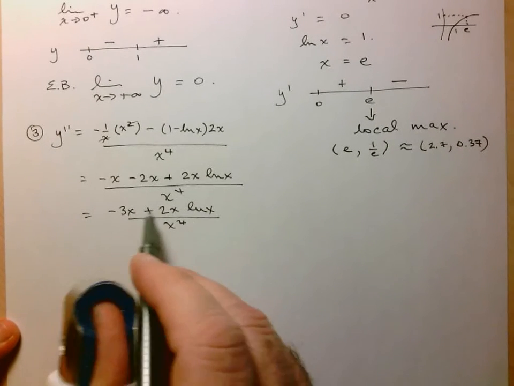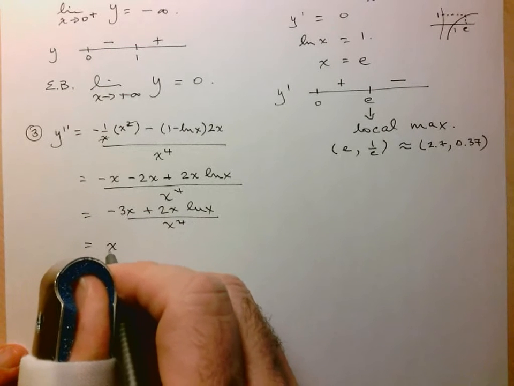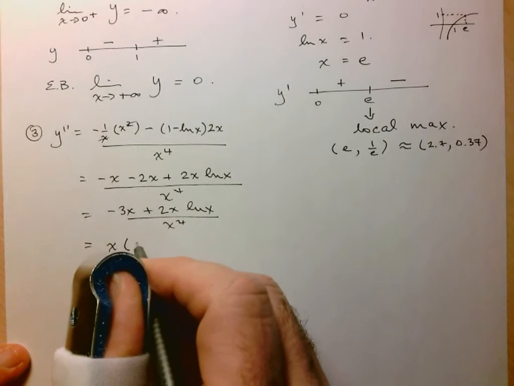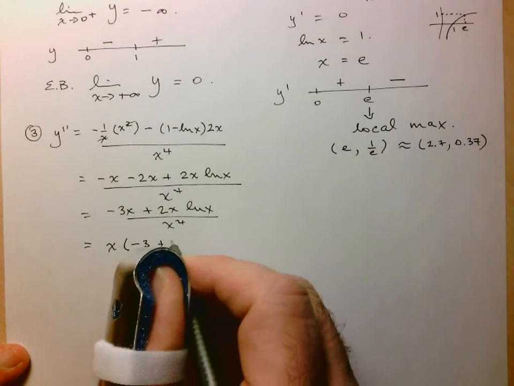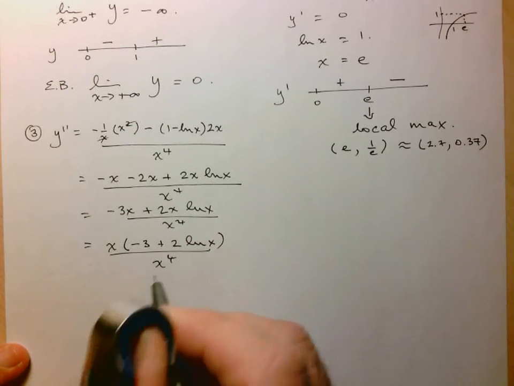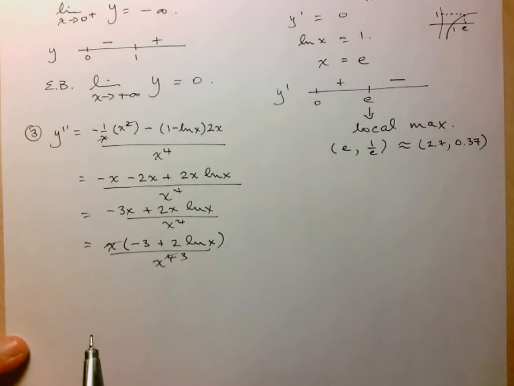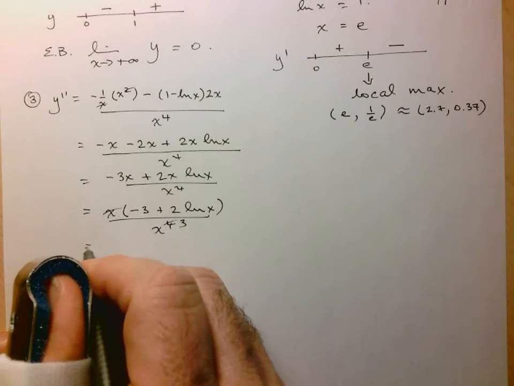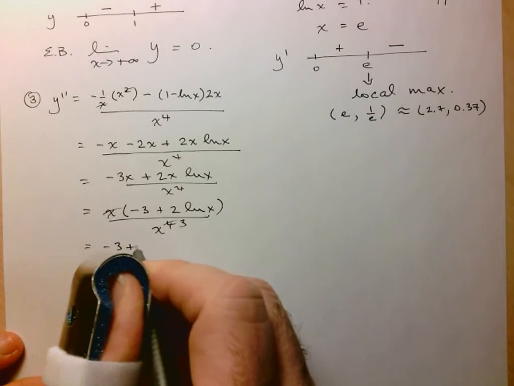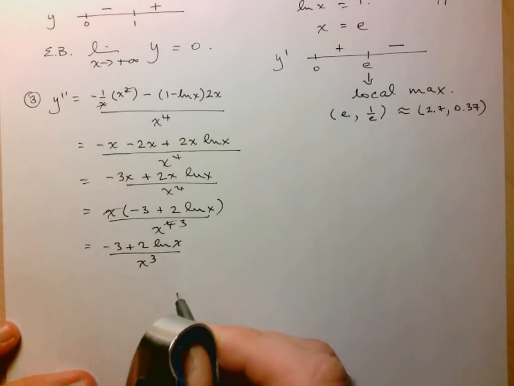Okay, and here we can factor out an x from both terms. So you have x times negative 3 plus 2 ln x, all over x to the 4th. And of course, we can simplify even more. Okay, so our final second derivative is negative 3 plus 2 ln x over x cubed.